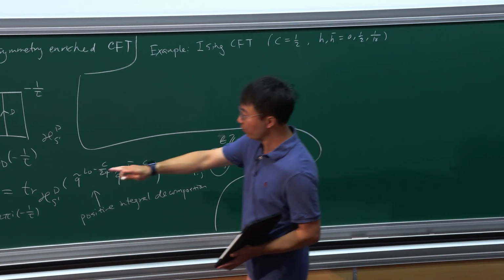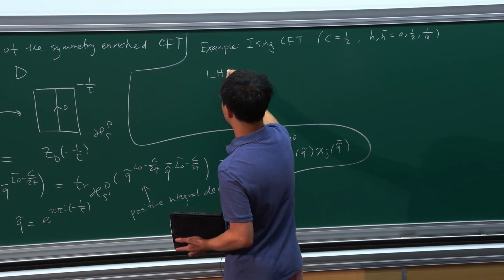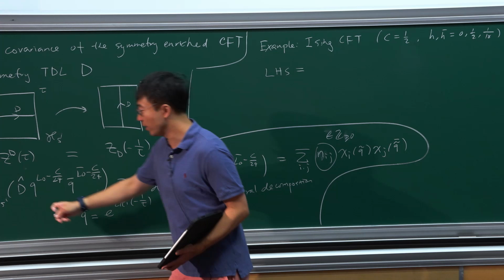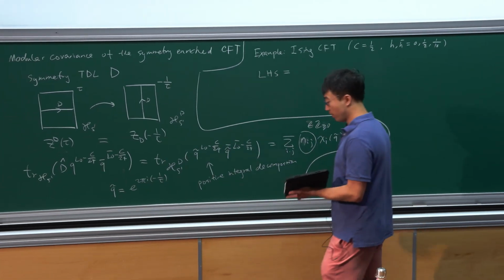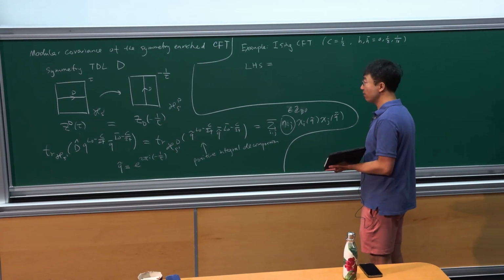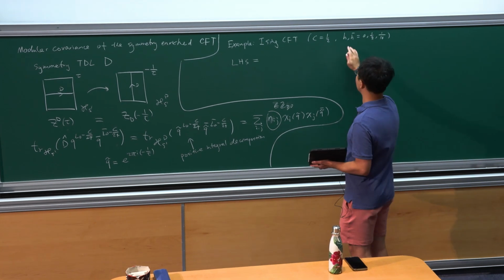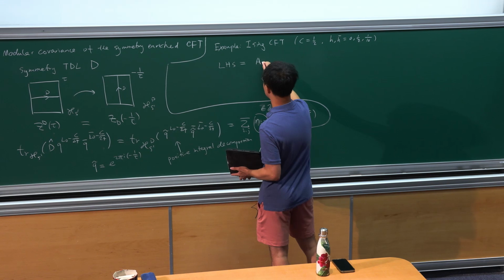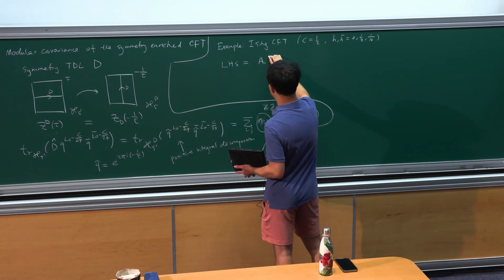And then the left-hand side of this equation, you can postulate the most general topological defect acting on the Ising CFT by its eigenvalues acting on each of the 3 operators, the identity, the energy, and the spin.